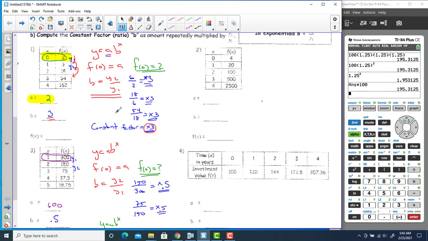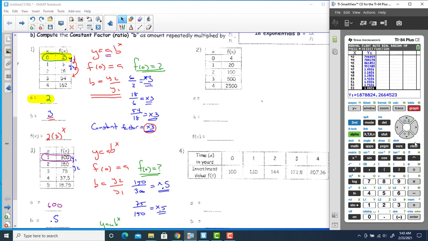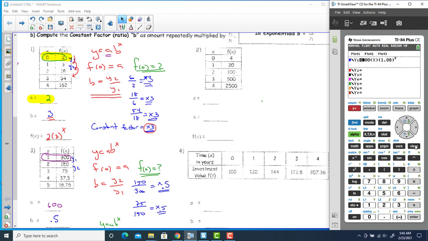This relationship can be written in y equals a times b to the x form. You should be able to do that. Substituting 2 in place of a, times 3 to the power of x. You can check that on your calculator super fast by just going to your table of values. If you have anything in your function list, clear out whatever you have and substitute in 2 times 3 to the power of x.